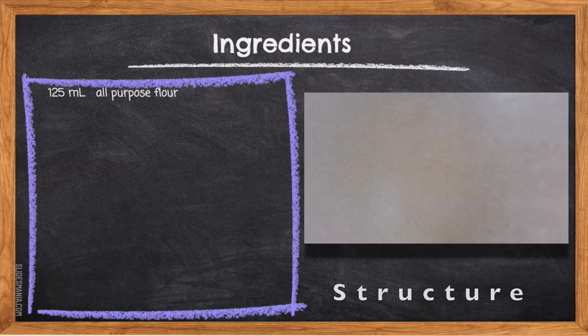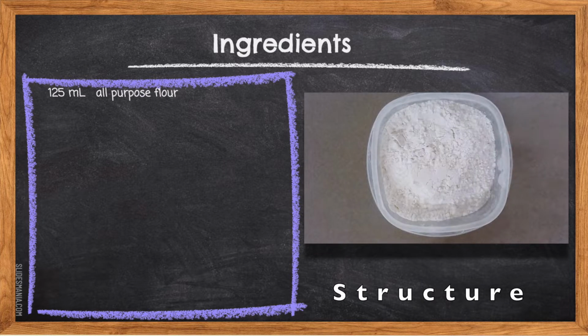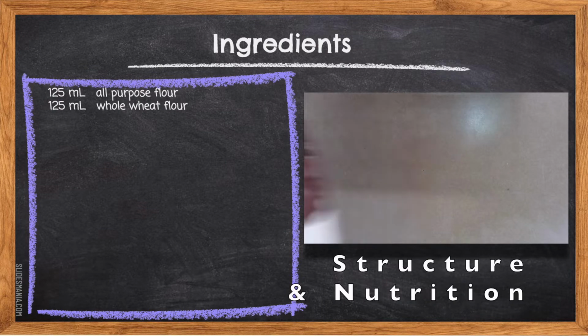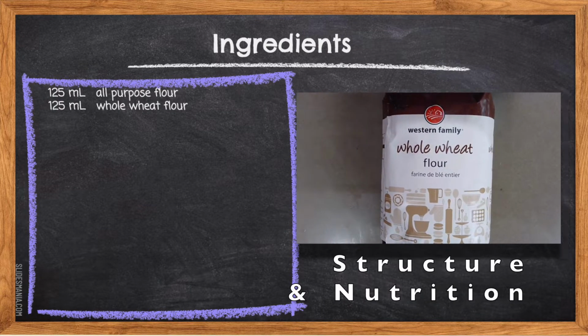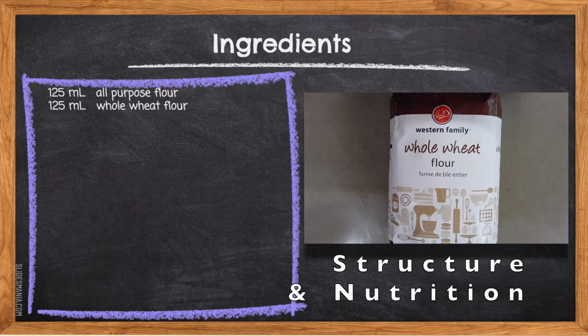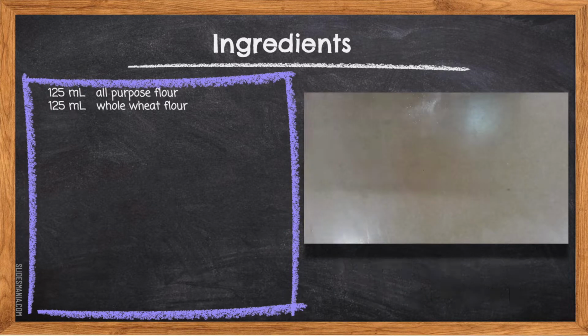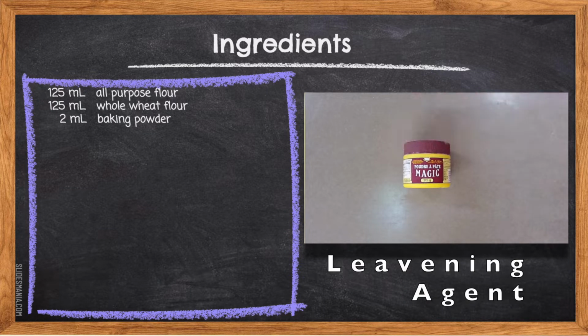Ingredients. 125 milliliters of all-purpose flour. Gluten is the protein substance in flour which forms strong elastic strands when mixed with the liquid. Heat will harden this protein and the muffin will be held in its risen state. 125 milliliters whole wheat flour. Whole wheat flour also contains gluten, which provides structure for our muffin, but extra nutrition and a nutty flavor as well. 2 milliliters baking powder.